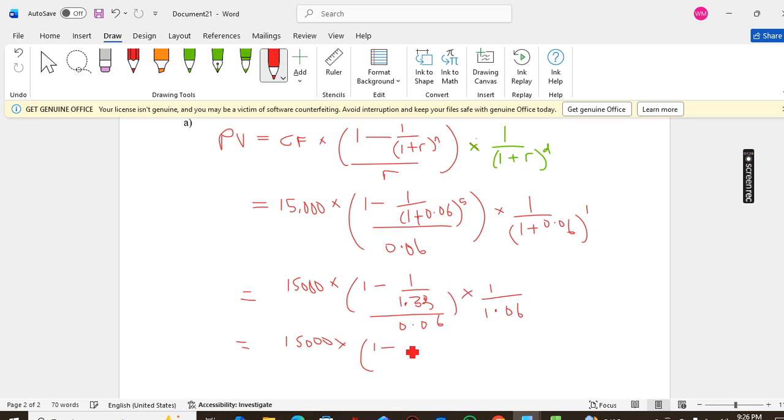One minus 0.751, divided by 0.06, and then also 1 divided by 1.06.